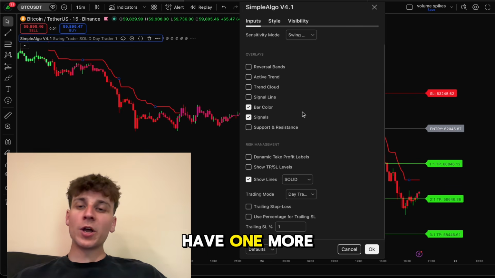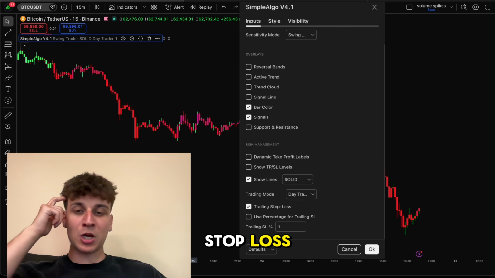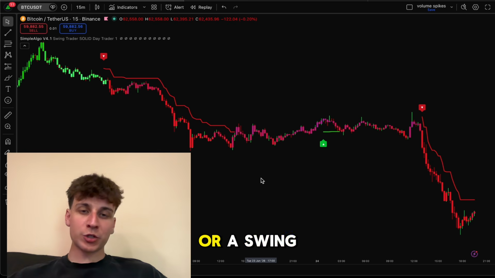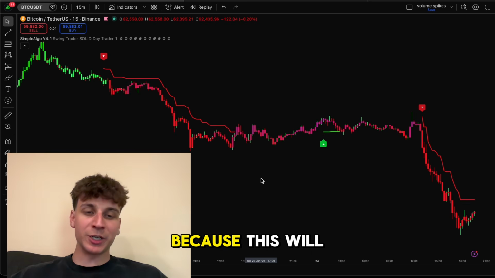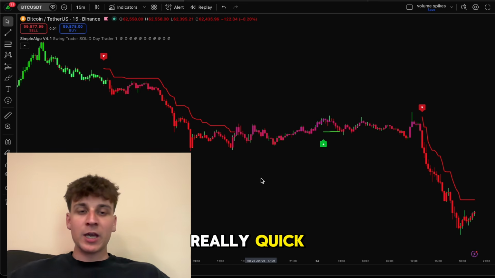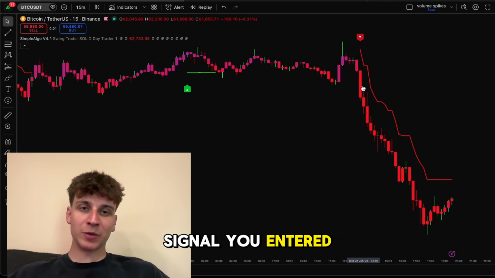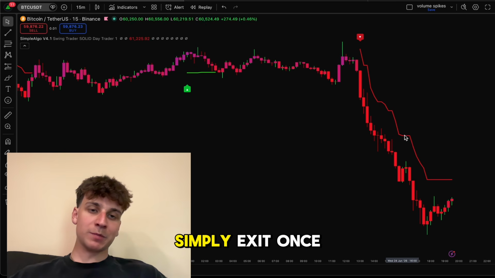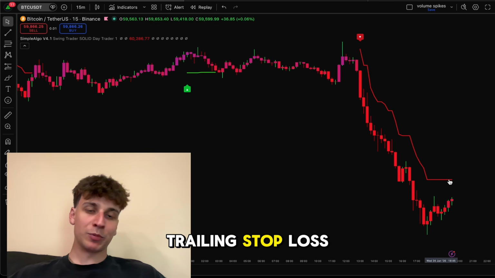And then we have one more method for stop losses. That is the trailing stop loss. You can use this if you're a day trader or a swing trader that is looking to carry very minimal risk in a trade, because this will stop you out really quick if the market moves in the opposite direction. And the way this works is very simple. Let's say you got a sell signal, you entered here. After your entry, you will just simply exit once price closes above this trailing stop loss line.